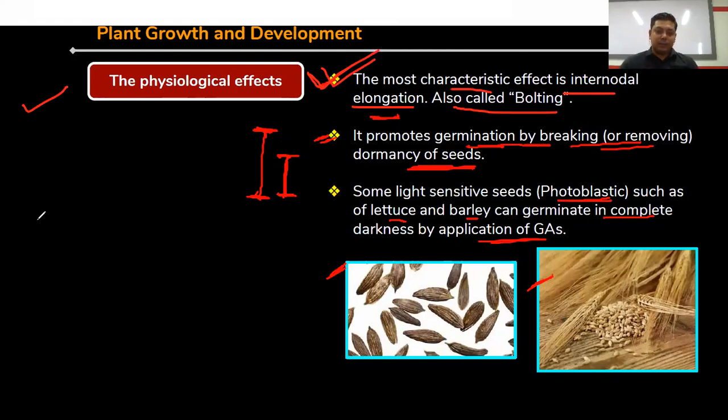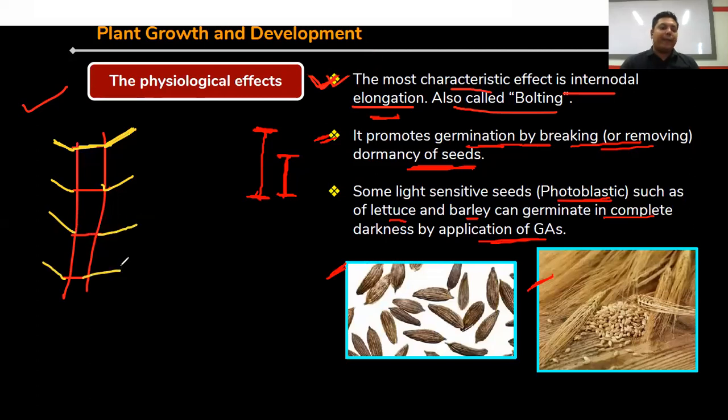So in case of a plant, suppose it's the plant stem, what do you mean by node and internode? These are the nodes, through which several branches of leaves and branches of stems are produced. Clear? And these are internodes. The distance between two nodes is known as the internode. So gibberellin is mainly involved in the process of internodal elongation.